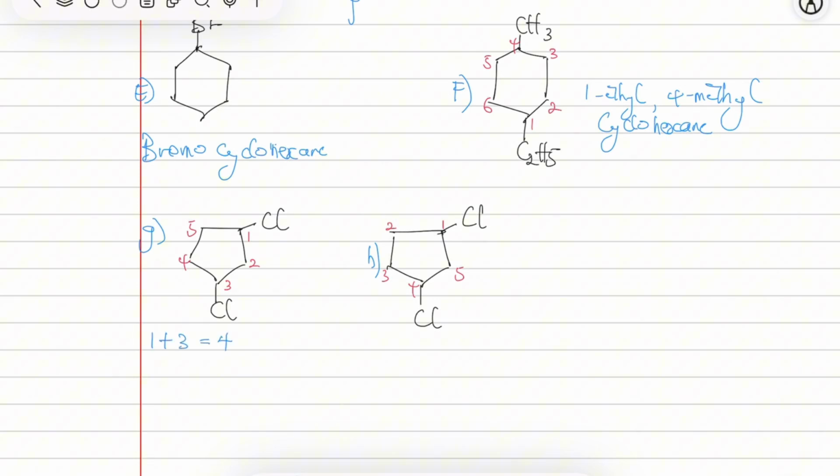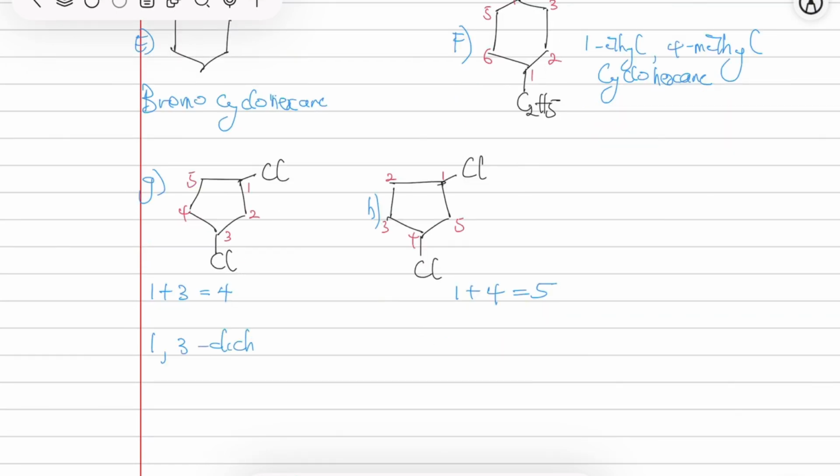In compound G, in the numbering, the substituent chlorine is in positions 1 and 3, and the sum of 1 and 3 will give me 4. But in compound H, the positions of the substituents are 1 and 4, and 1 plus 4 will give me 5. Therefore, compound G is the right way to number this compound. Therefore, the correct nomenclature of compound G is 1,3-dichlorocyclopentane.